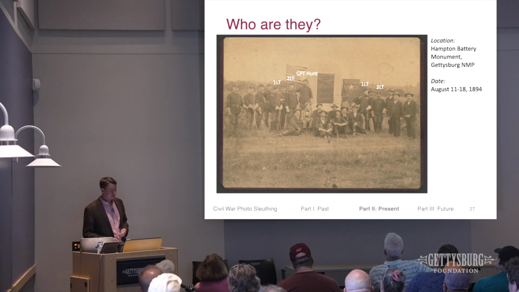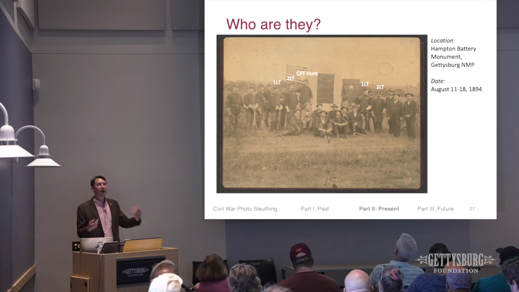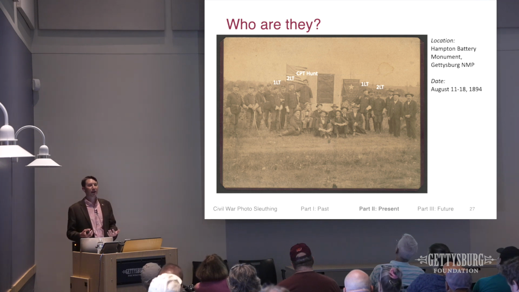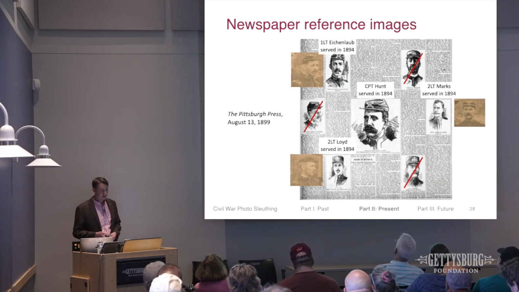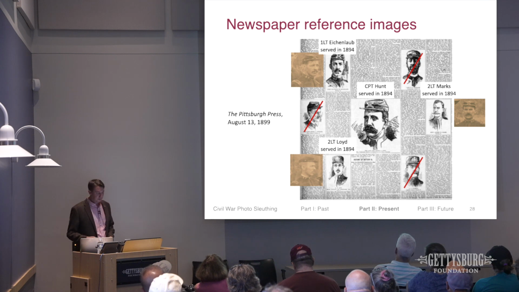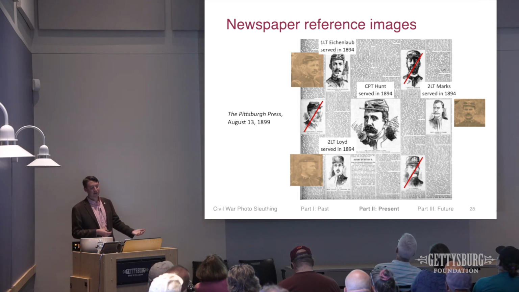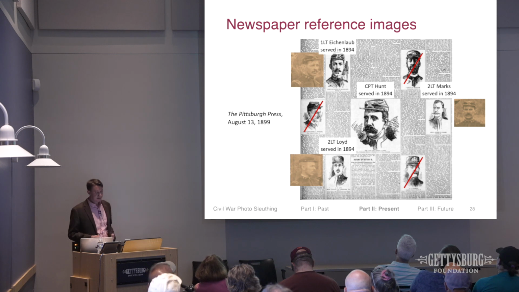However, the 2 first lieutenants are going to be a bit more of a problem because we have more than 2 of those. So now we need reference imagery. Where are we going to find photographs of these 1880s era National Guard soldiers? Turns out there is a newspaper article from 1899 in the Pittsburgh Press talking about this unit. And when we read the vignettes of these guys, we see that 3 of them were not in the unit in 1894. Remember, this article is from 5 years later. So we can rule them out. And then we have these remaining 4 images of officers that could be our guys.